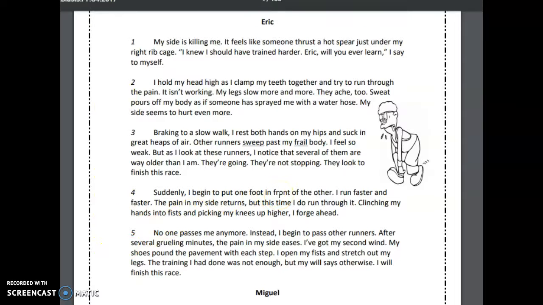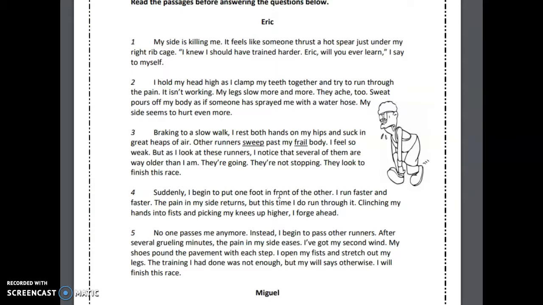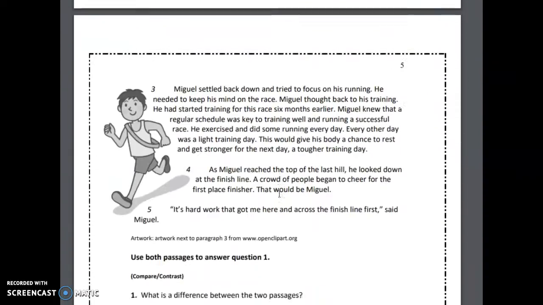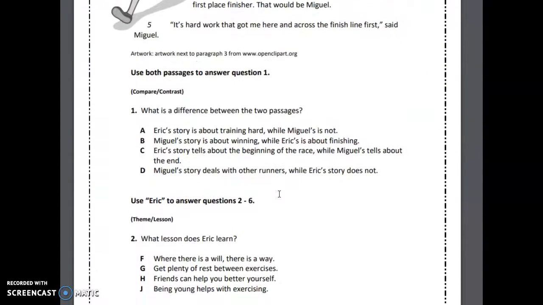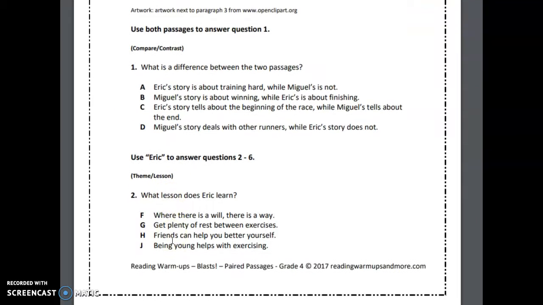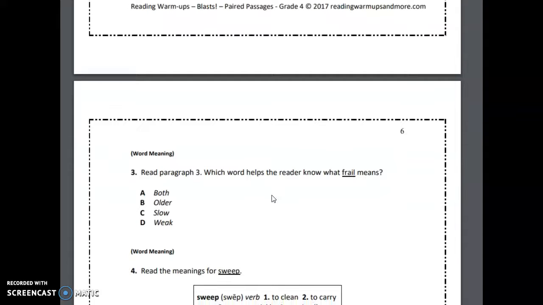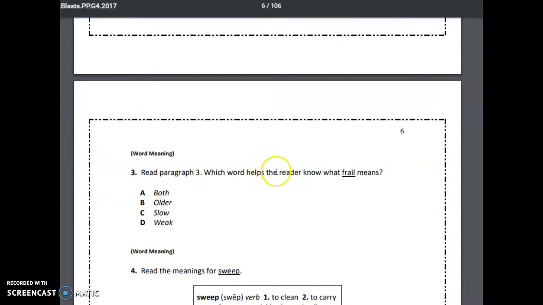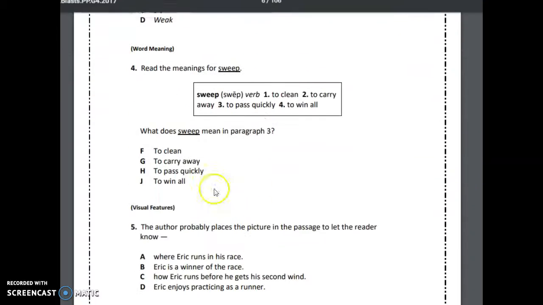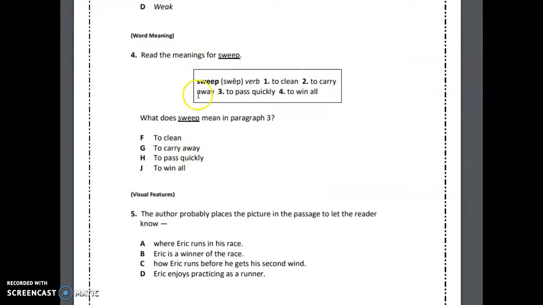Next in UNRAVEL, we need to read the questions, but not the answers. So that's our second passage. What is the difference between the two passages? So this is a question just for Eric. What lesson does Eric learn? Read paragraph three. What word helps the reader know what frail means? Read the meaning for sweep.